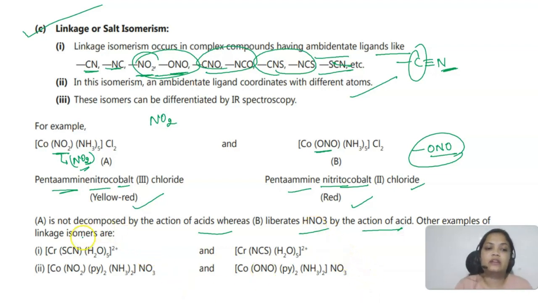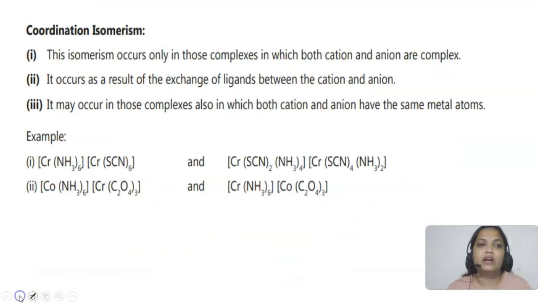And there are different examples also. Here thiocyanate, SCN, is there. Here it's NCS. Again here NO2 and ONO, nitro and nitrito. So these are the main examples for linkage isomerism.